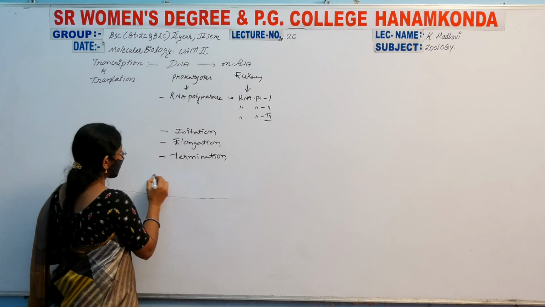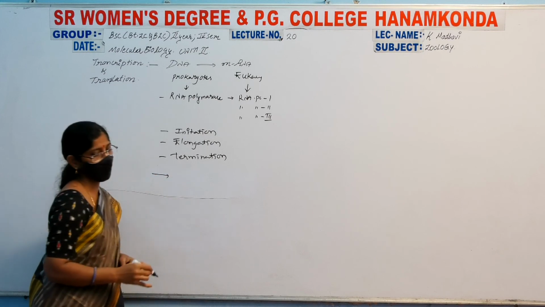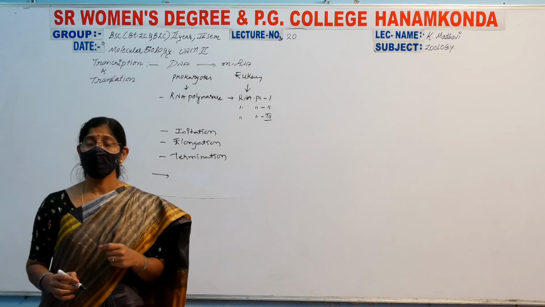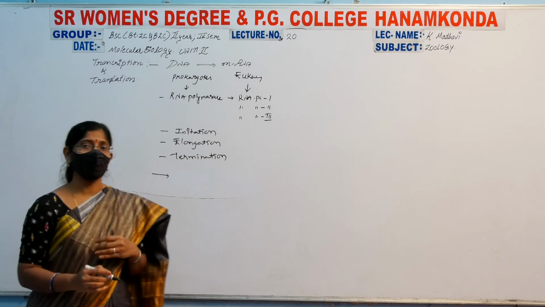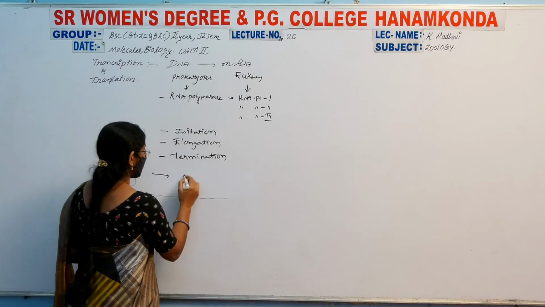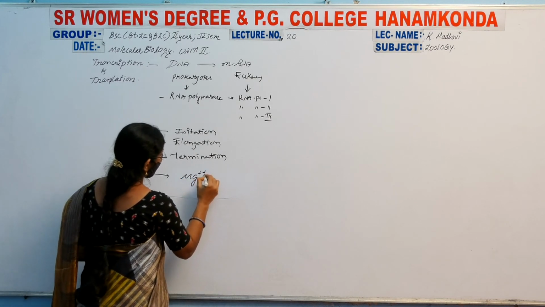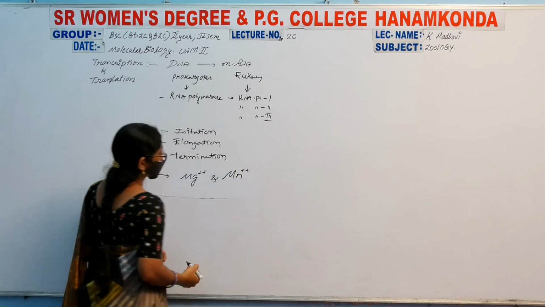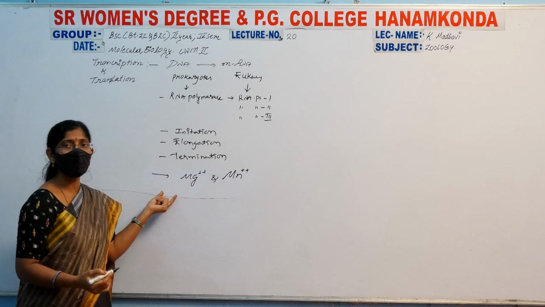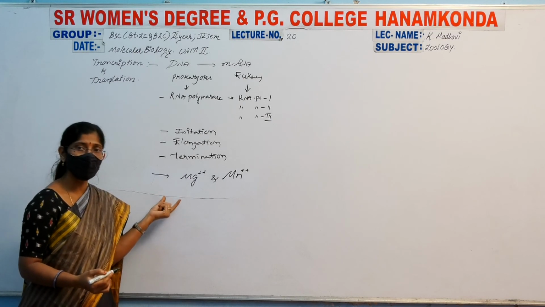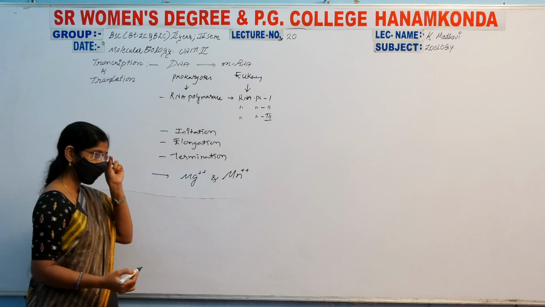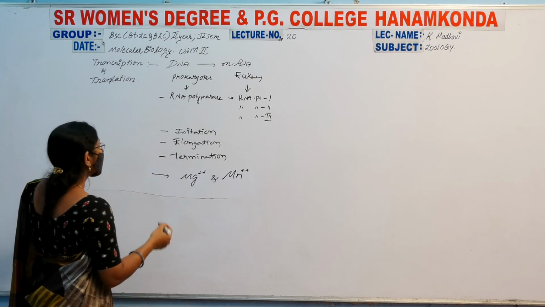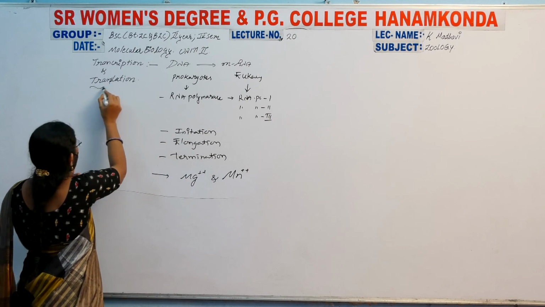Next, one other important point in transcription is the essential elements, manganese and magnesium. These are divalent elements which are helpful in the process to go on in a complete manner. Right, and today we will discuss translation.